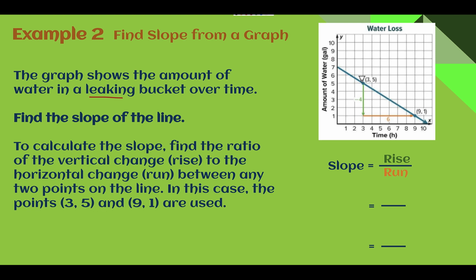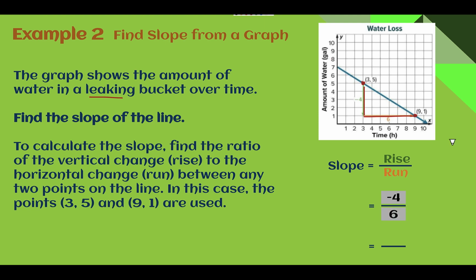Just like before, we're going to use the 2 points that they tell us. So 3, 5, and 9, 1. How does the graph change? Well, to go from one to the other, I would have to go down 4. So when we're going down, we're going to make it a negative number. Down 4. And we're still going to the right 6 units.